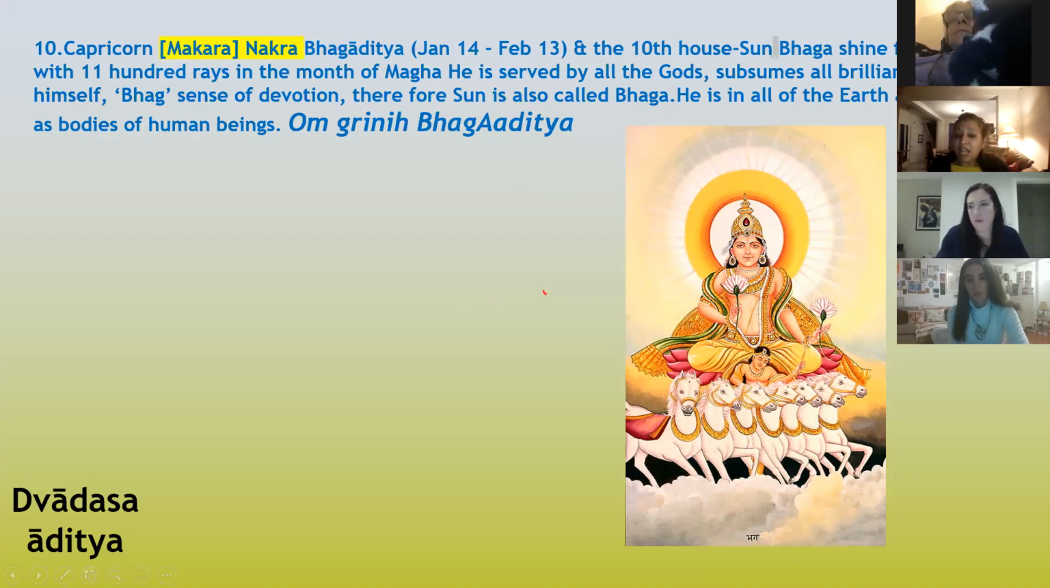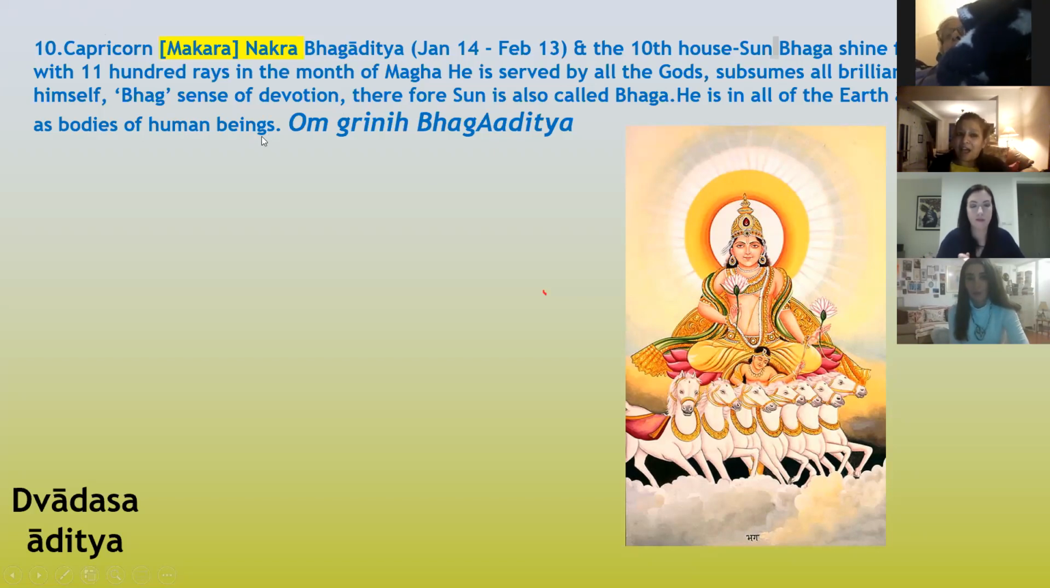It's a beautiful time. And this particular Aditya associated with Capricorn is called the Bhaga Aditya. In Sanskrit, Bhaga literally means a portion, or it also means a sense of devotion. He's served by all the gods. He subsumes all brilliance into himself. He's like the favorite of all the gods, and he's present in all of the earth as well as the bodies of human beings.